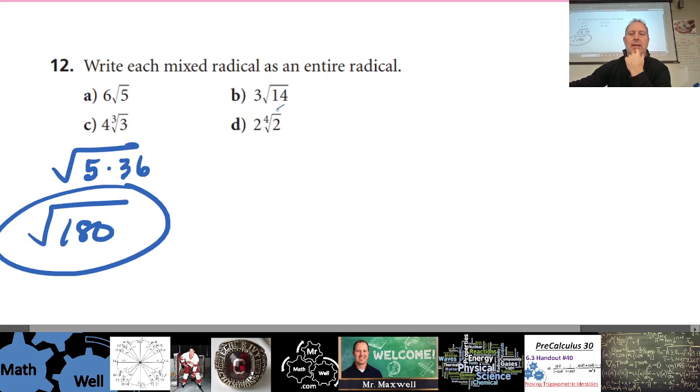Okay, let's do this one. D. The fourth root club. What do you think this poor little 2 would have to do to get into the fourth root club? It would have to get fourthed. Okay, so 2 to the 4. That little 2 right here has to become a 2 to the 4 to get in there. And of course, this guy's already in there, so he doesn't have to change. So what does this become? What's 2 to the 4? 16. 2 times 16. That is the fourth root of 32.